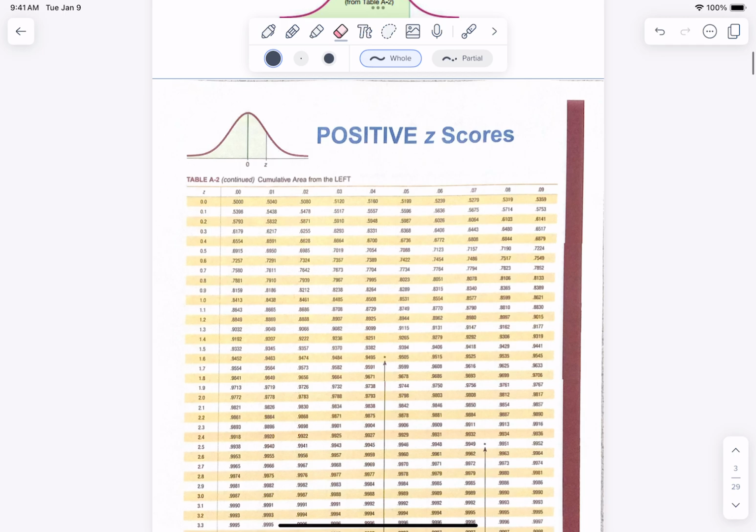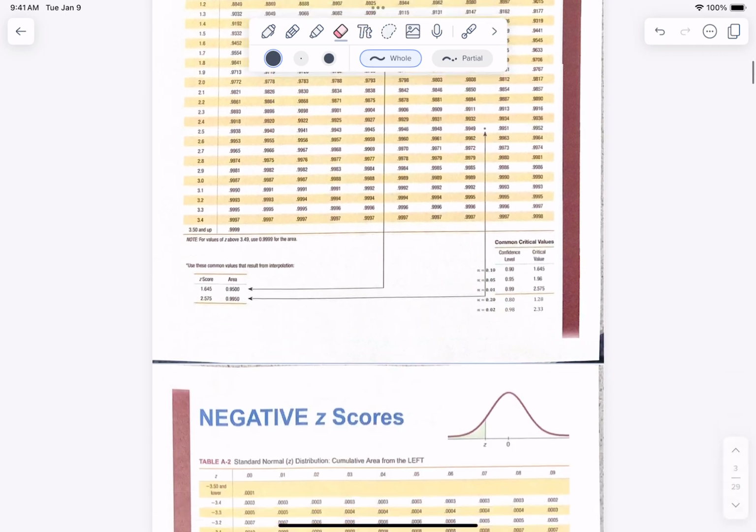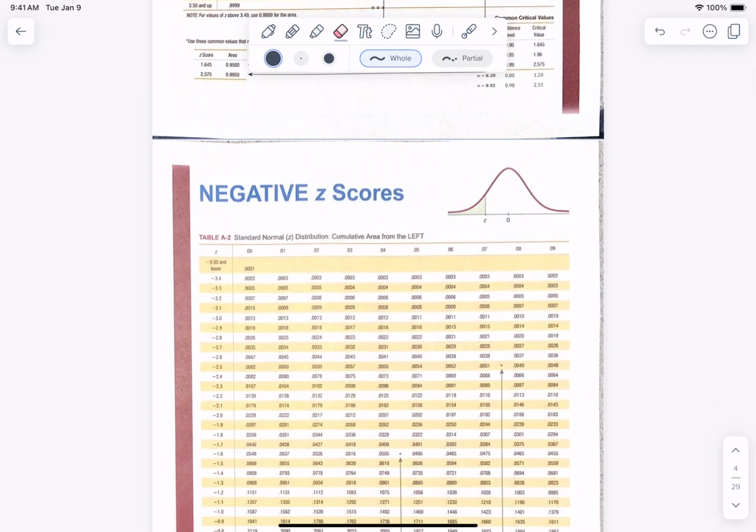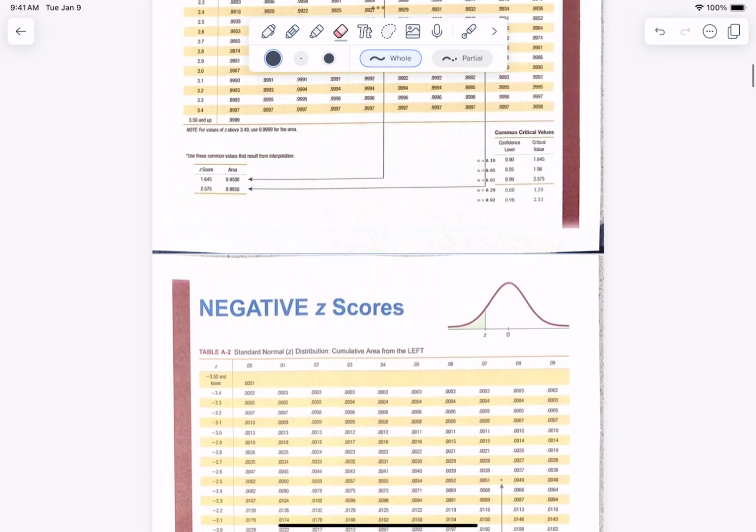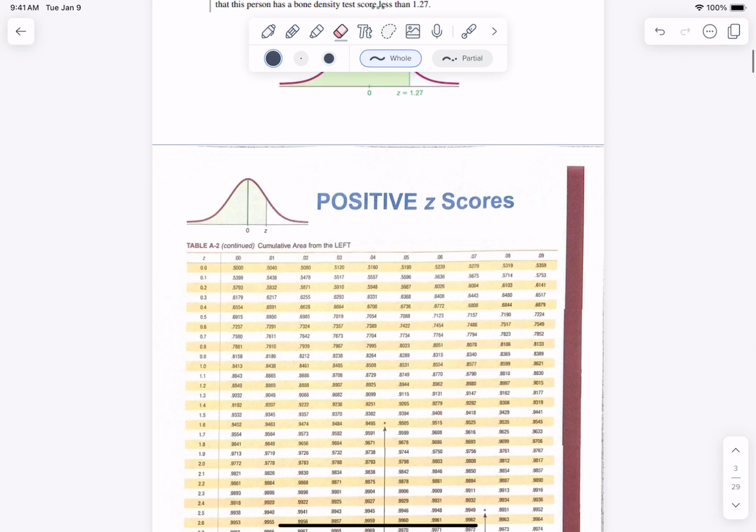One side says positive z-scores, and one side says negative z-scores. I will get everybody a laminated copy of this. Madeline, if you're watching this, I think Amber has them printed for you, but I will send a laminated one with her to give to you that you can replace it with, just so that you have one that's laminated. We use these charts a lot.